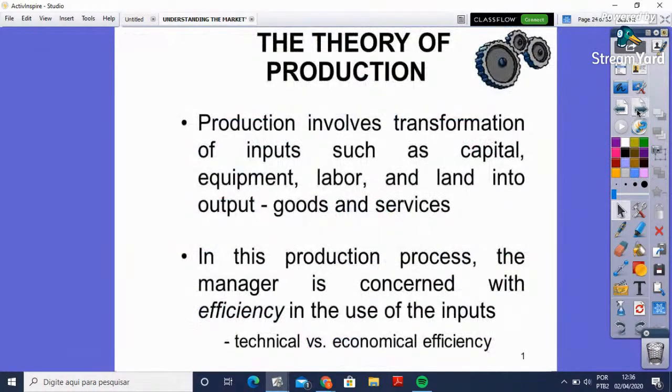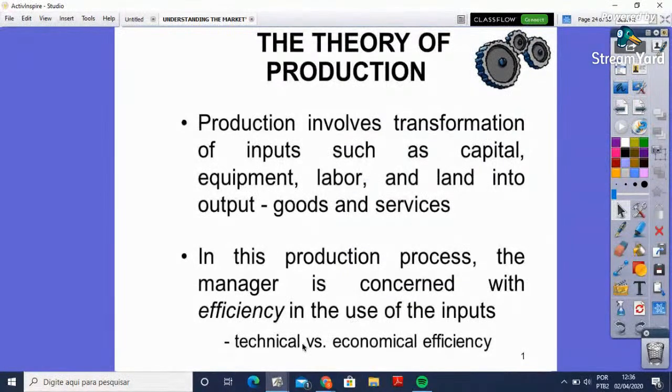From here, we'll go to the theory of production. So we're finished with demand, we're finished with supply. What is the theory of production? It involves transformation of inputs. And what is input? Remember, labor, equipment, and capital, and land. It involves all of this and transforms into output. What is my output when I have a firm? Goods and services. In this production process, the manager is concerned with efficiency in the use of inputs.